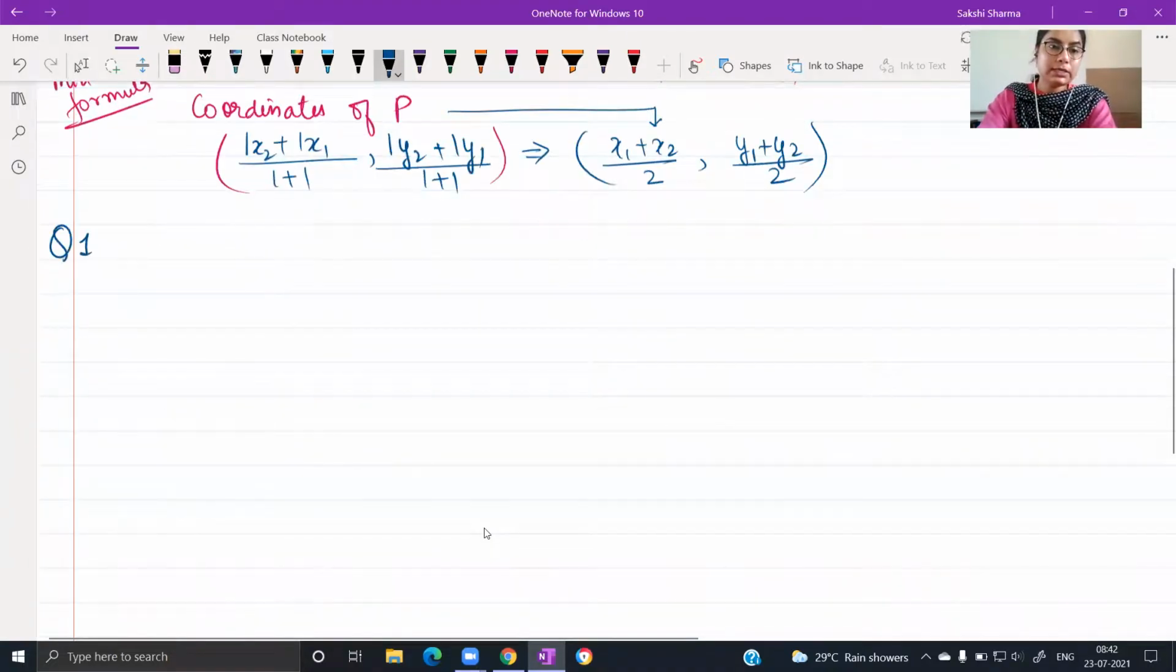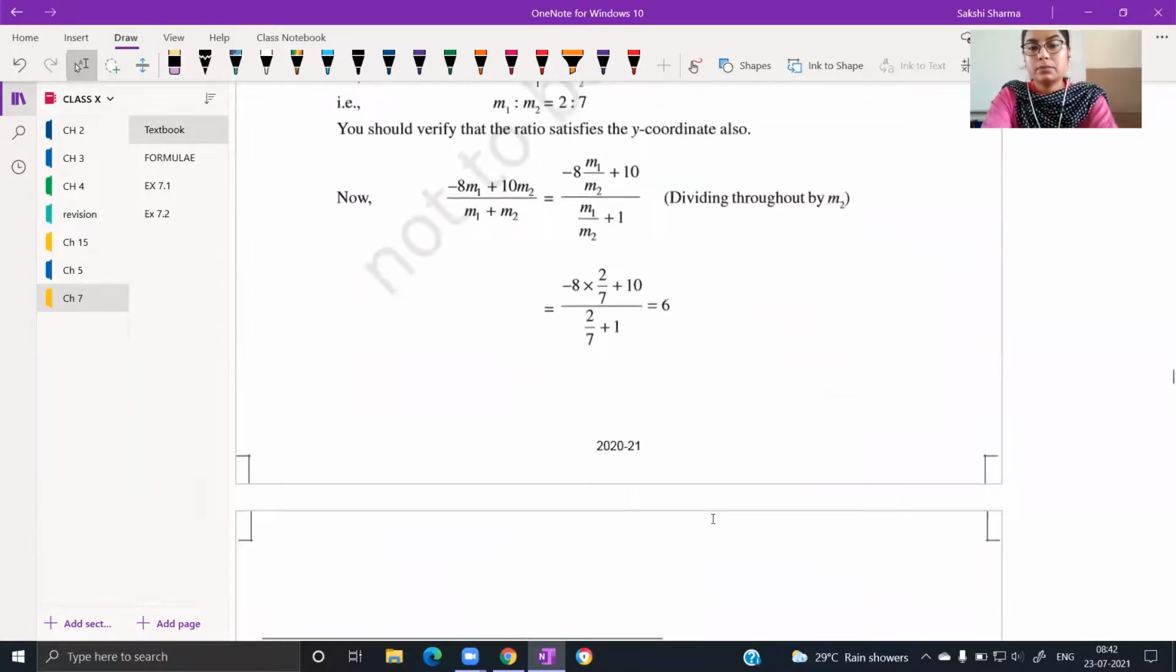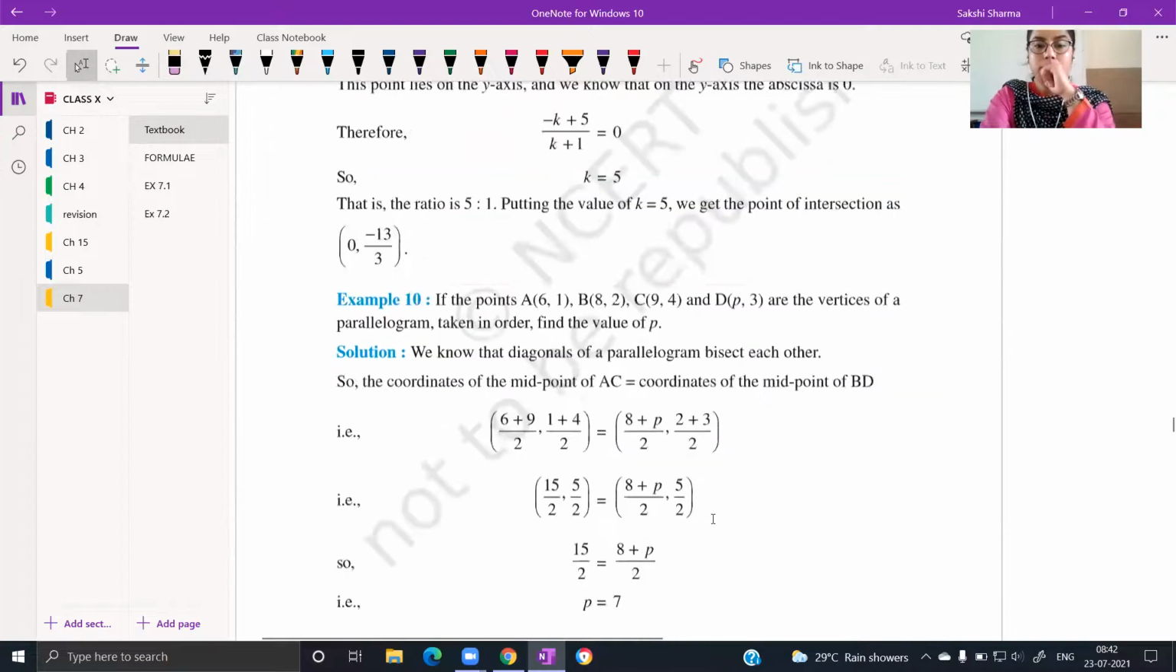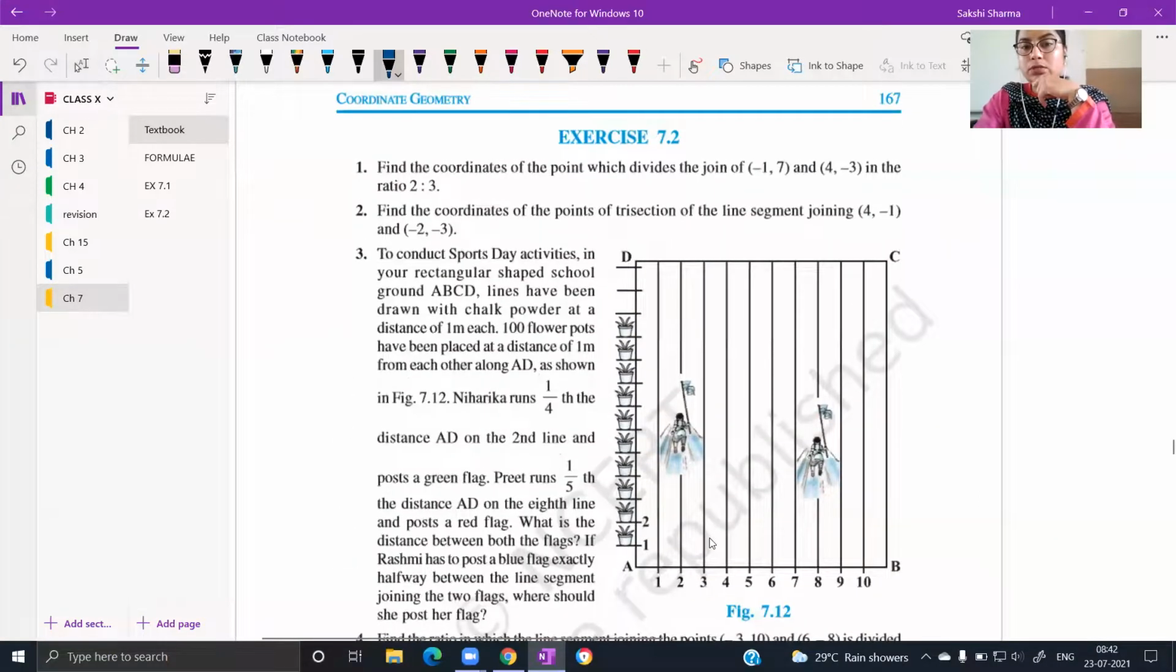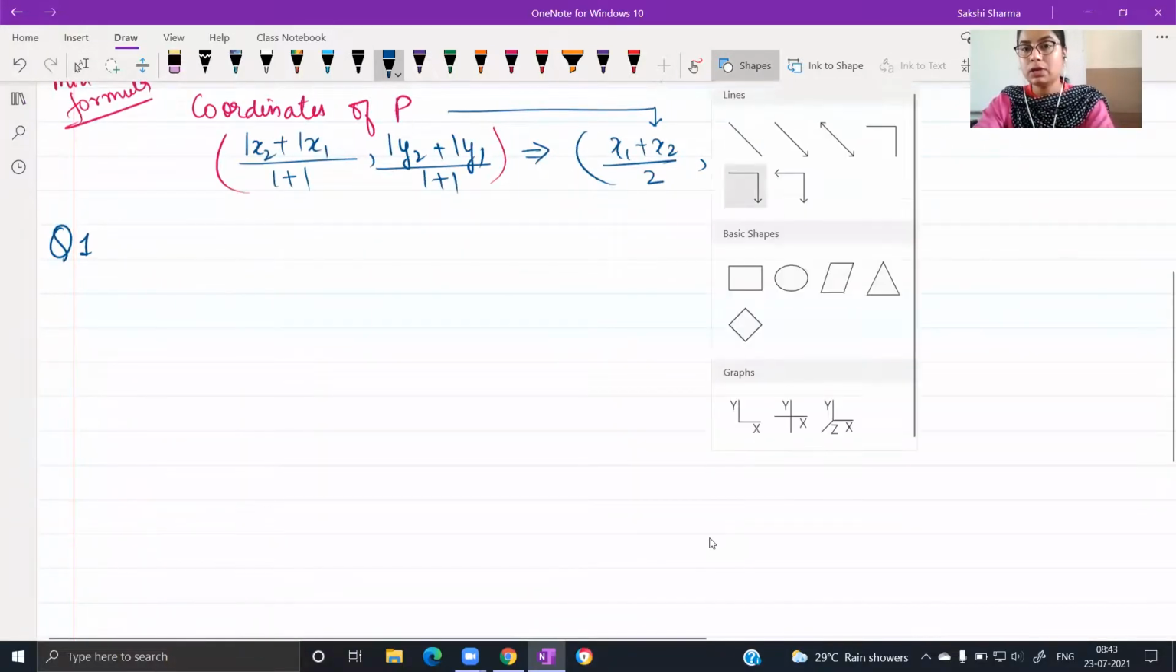Okay, let's take a question from the exercise itself to see how this will be applied. Question number 1 of the exercise. Find the coordinates of a point which divides the join of -1, 7 and 4, -3 in the ratio 2:3. So join of these two means the line segment which joins these 2 points. Let us say the points are A and B, the endpoints of the line segment, and the point which we are looking for is P. The ratio in which P divides the line segment AB is 2:3. So draw the figure accordingly, a rough representation.